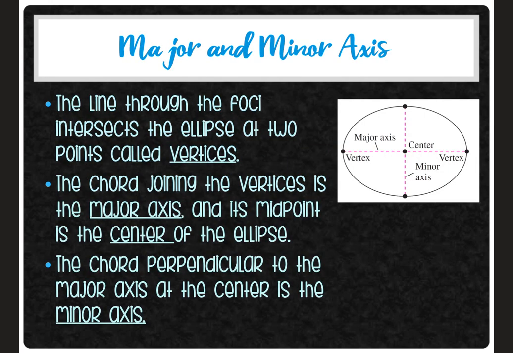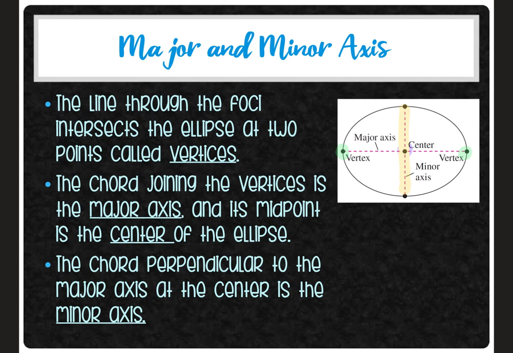Okay. So some vocab. The line through the foci, again, plural of focus, intersects the ellipse at two points. Those two points are called the vertices. So again, this is a horizontal one, so they're on the horizontal axis, which is called the major axis. The chord joining the vertices is the major axis, and its midpoint is the center of the ellipse. The chord that is perpendicular to the major axis at the center is called the minor axis. That's the shorter one. Major, longer; minor, shorter.